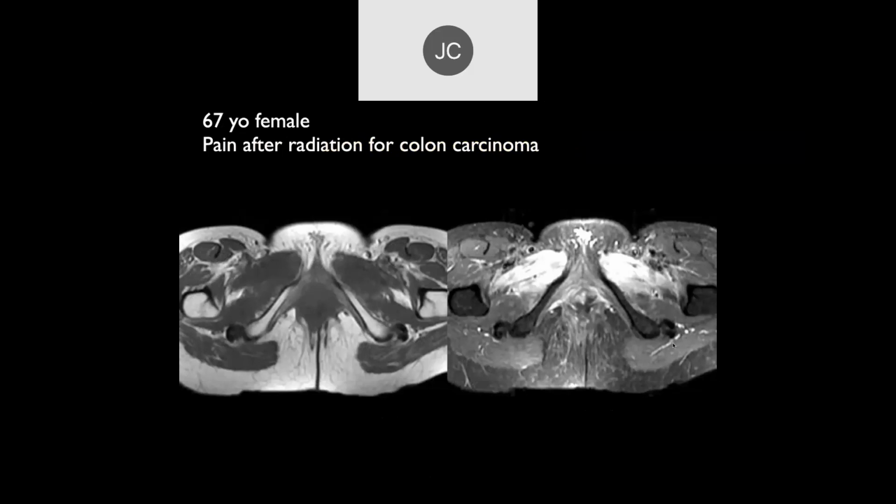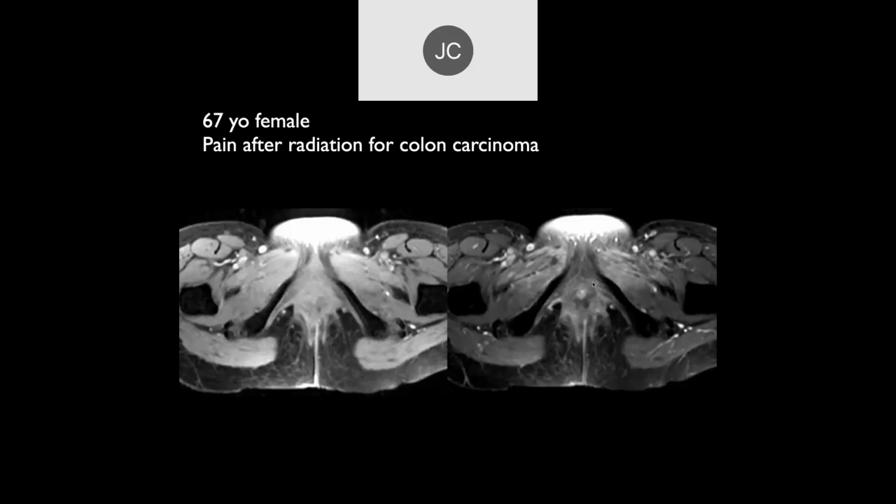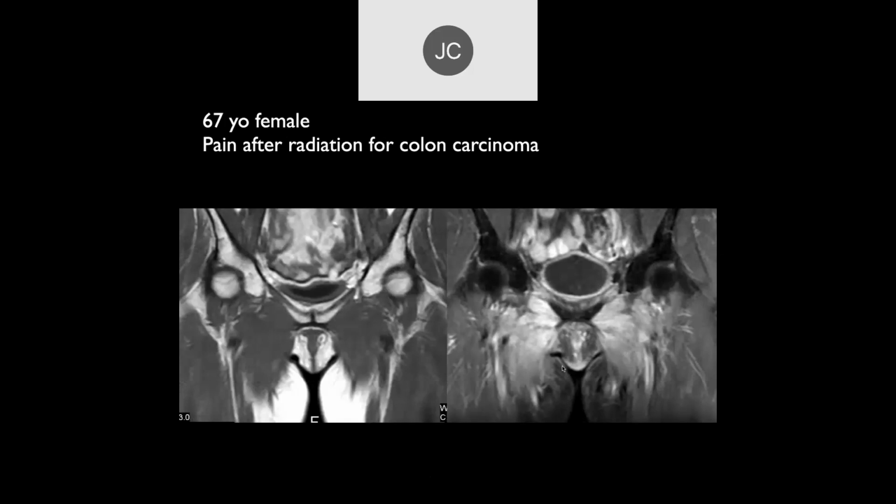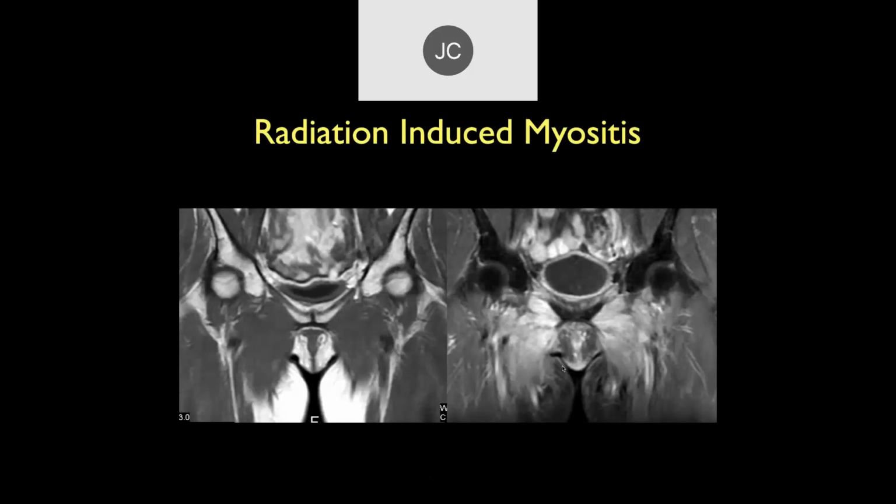Okay. 7-year-old female, pain after carcinoma. So it looks like bilateral, kind of symmetric increased signal. Maybe also a myositis. Okay. You can see a lot of edema within the muscles. And hopefully you won't see this in more modern radiation therapy these days. But this is radiation-induced myositis.